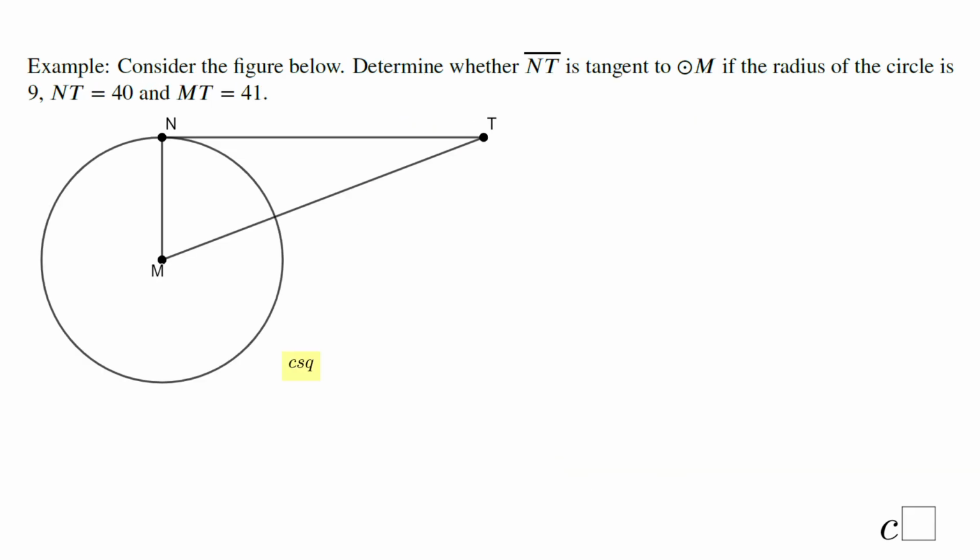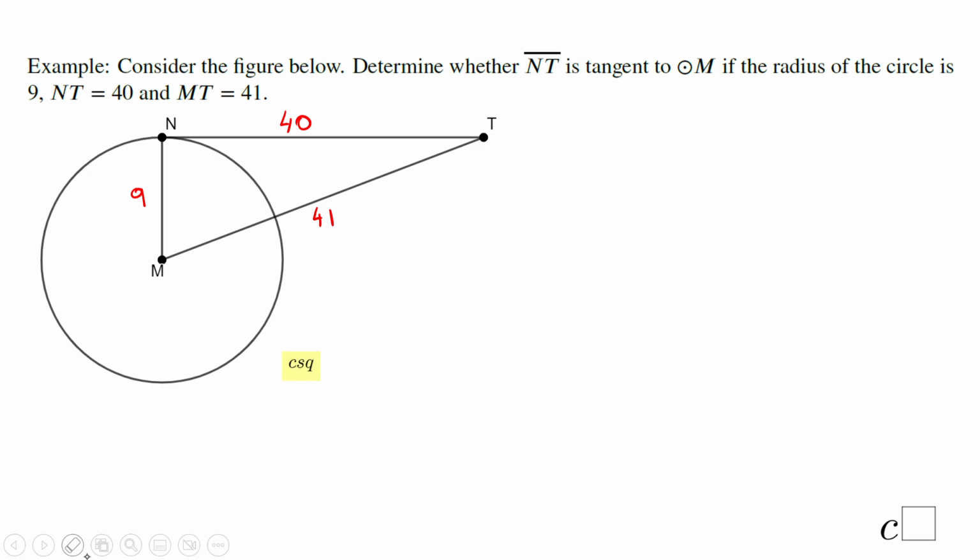And now the next problem you see here, in fact, we're going to use the converse of the theorem we talked about in the first three examples. Why? Because here it says determine whether NT is tangent to circle M. So now we want to find out if this is a right angle. We do not know. If NM is 9, if NT is 40, and MT is 41. Let me erase this right angle here. We do not know that. We want to find out.